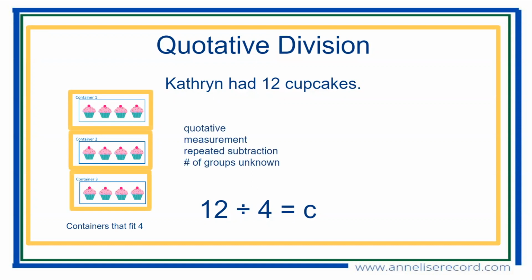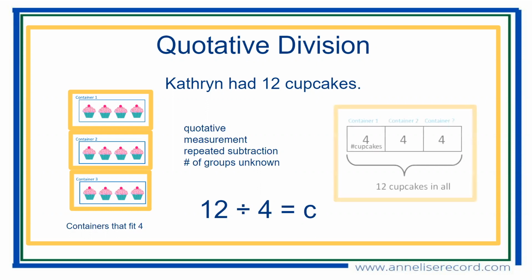So this would be very familiar if I give it context of I have 12 feet of wood and I'm trying to cut them into 4 feet pieces. How many pieces could I cut? We know the measurement. This is the size of the group. We just don't know how many groups it is. It does encourage repeated subtraction. And it's when the number of the groups is the unknown.